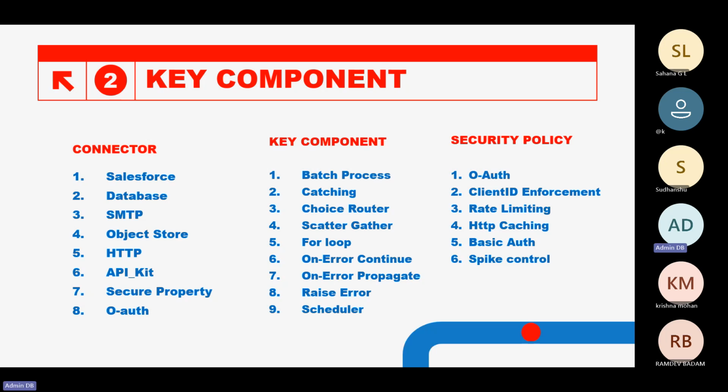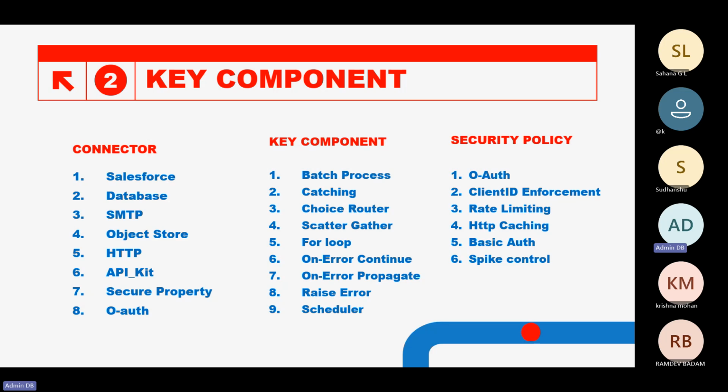Component-wise, here we will use batch processing, caching, choice router, scatter-gather, loop, and error handling components like on error continue and on error propagate. Then for business errors, we will use raise error, and we will use the scheduler also. These kinds of components will be the key components at the time of our development.